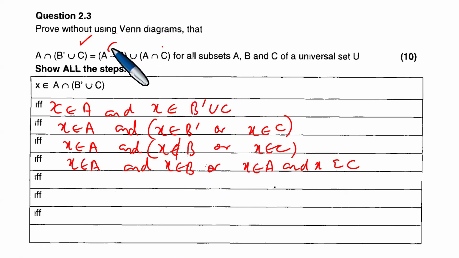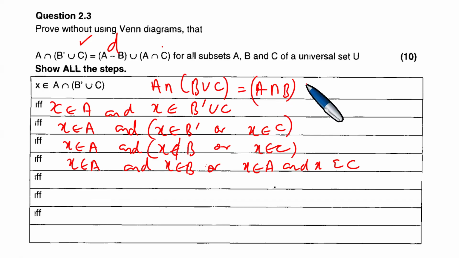So there's something called De Morgan's law, which is the set distribution property that I want to describe here. When you have A intersection (B or C), it is (A and B) union (A and C).